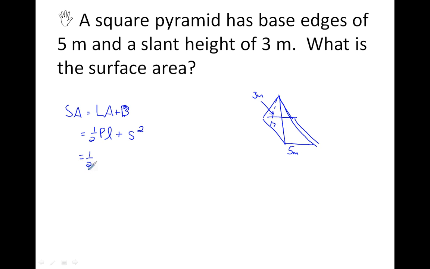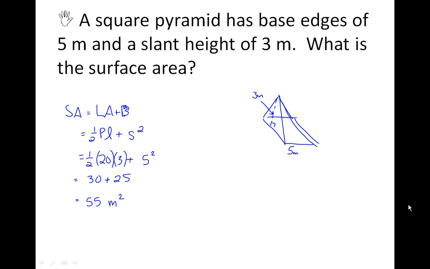So 1/2 times the perimeter. The base edge is 5. There are 4 of them, so the perimeter is 20, times a slant height of 3, plus 5 squared. 1/2 times 20 is 10, times 3 is 30, plus 5 squared is 25. 30 plus 25 is 55. Our unit is meters, so our answer is meters squared.